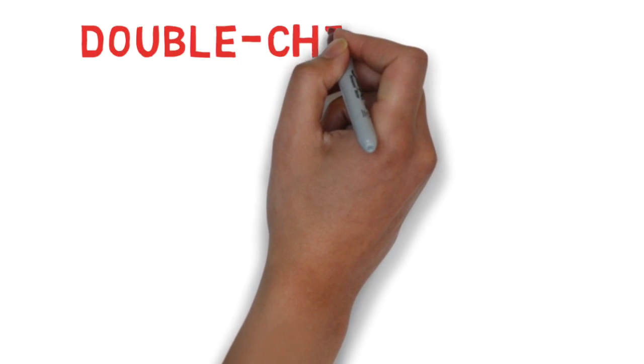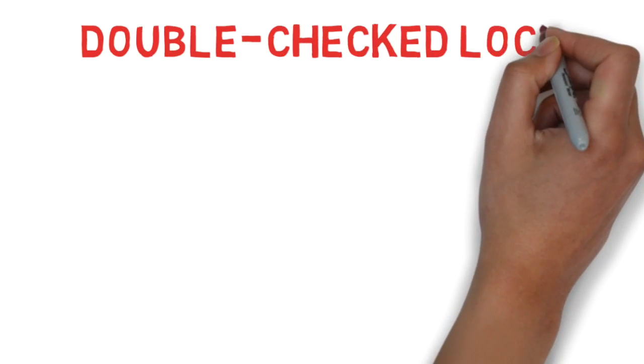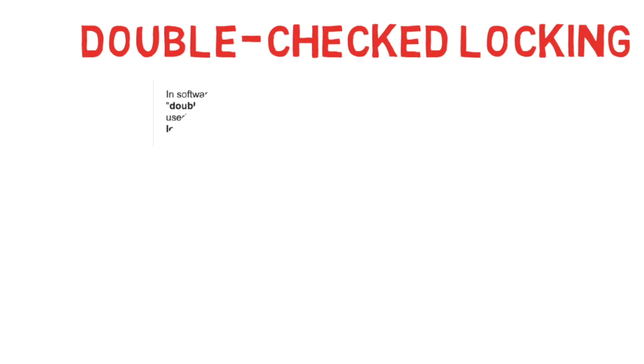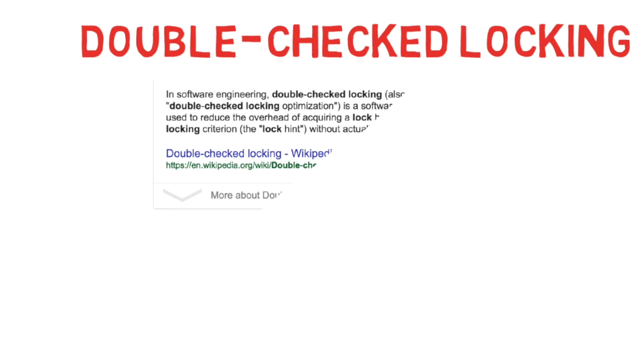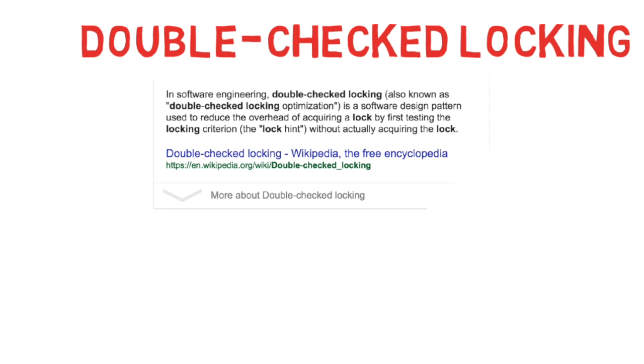Alright, let's see if we can figure out a better way to do this. Double-checked locking. Before we go into what exactly double-checked locking is, let's do a quick Google search and see what definition Google has to throw up for us. Here is some stuff from Wikipedia. Double-checked locking is itself a software design pattern. It is explicitly used in order to reduce the overhead of acquiring a lock.